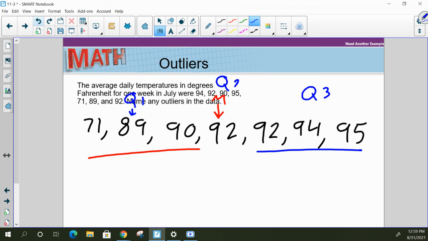Technically, that's quartile 2. Median and quartile 2 are the same. Nope, we're not doing that for homework. Just that right there is all you need. Okay?